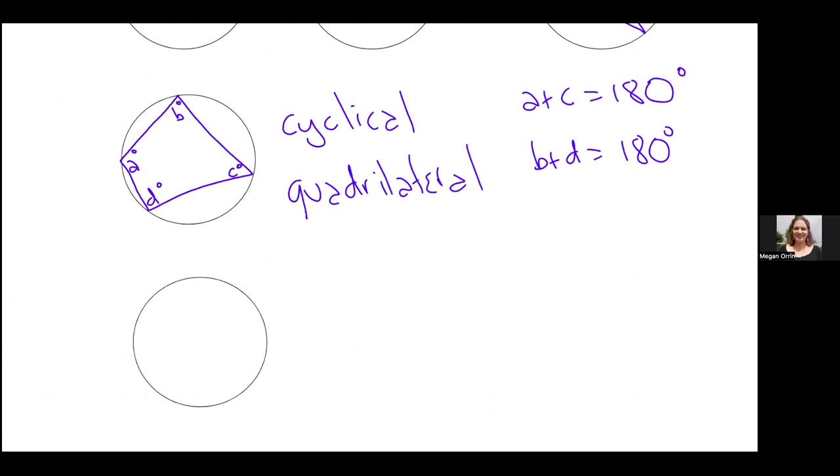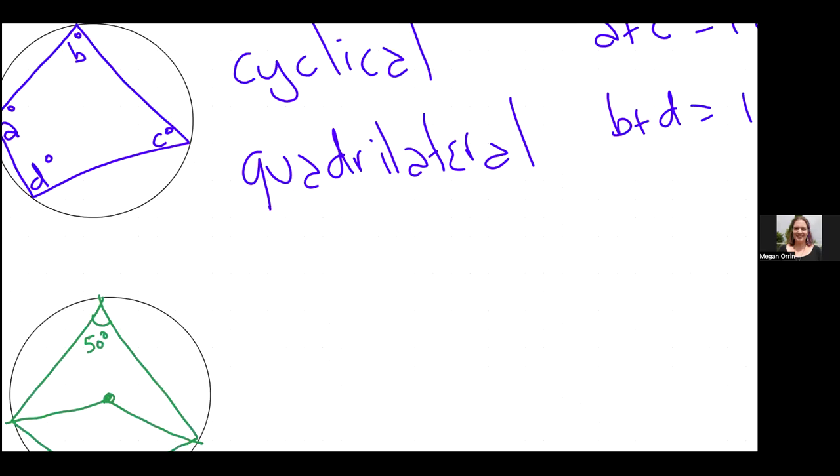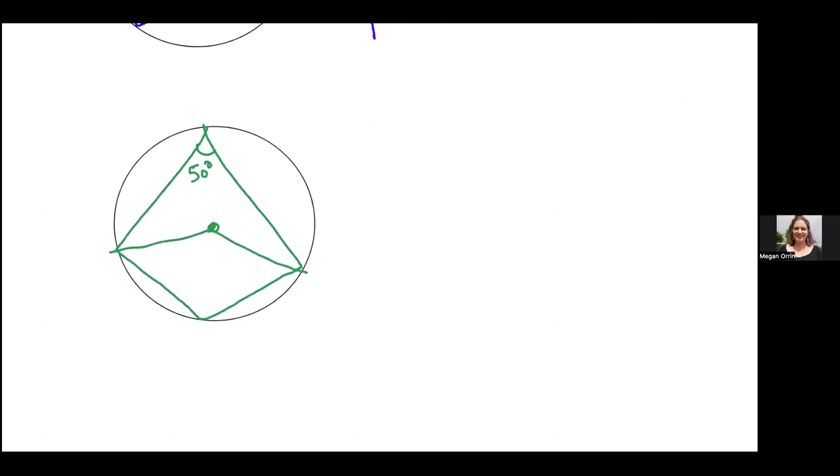Right, I'm going to draw a cyclic quadrilateral. And I'm going to draw something through the center as well. All right, let's say that this is 50. Actually, I'm going to zoom in so I can see it better.